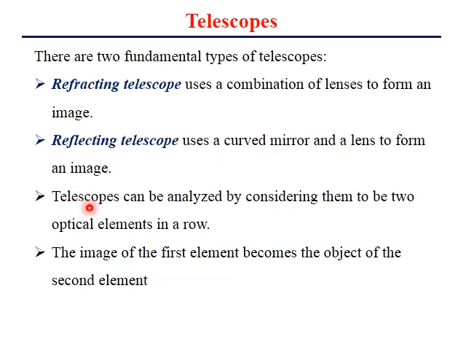But basically telescopes can be analyzed by considering them to be two optical elements in a row. One objective and one eyepiece, and then the image of the first element becomes the object of the second element. In general, in microscopes our objective was smaller than the eyepiece, but in the case of telescopes, the objective is larger than the eyepiece. So these are small details that you need to understand.